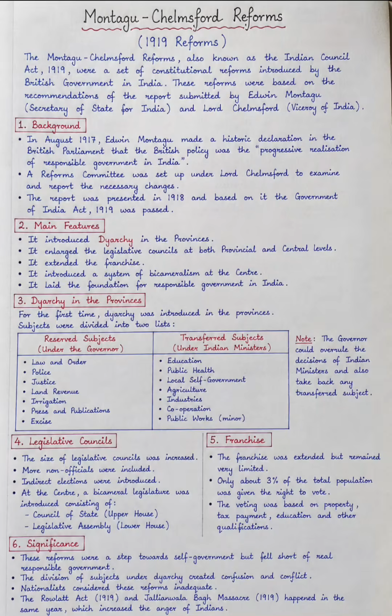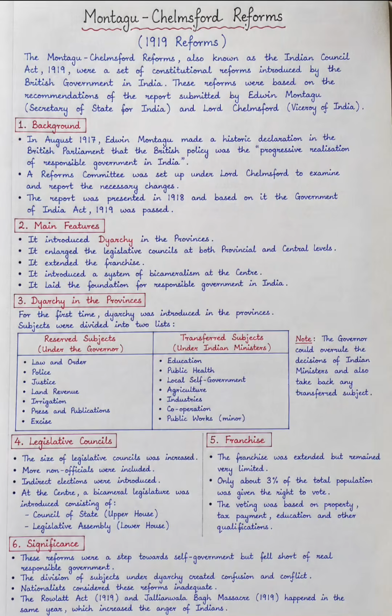3. Diarchy in the provinces. For the first time, diarchy was introduced in the provinces. Subjects were divided into two lists: reserved subjects under the governor: law and order, police, justice, land revenue, irrigation, press and publications, excise; transferred subjects under Indian ministers: education, public health, local self-government, agriculture, industries, cooperation, public works, minor. Note: the governor could overrule the decisions of Indian ministers and also take back any transferred subject.